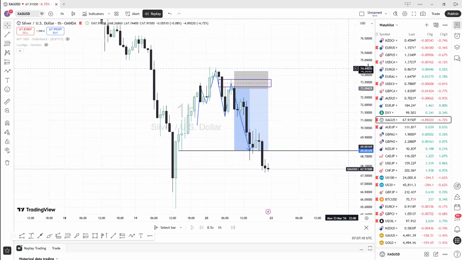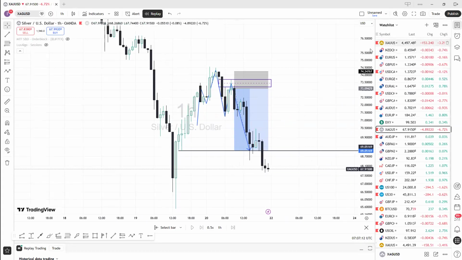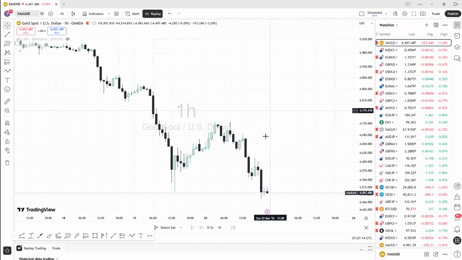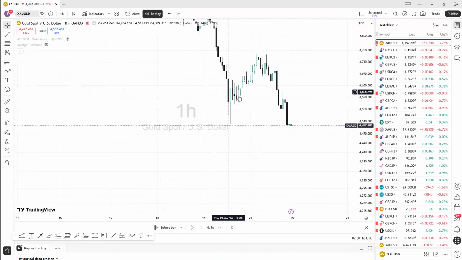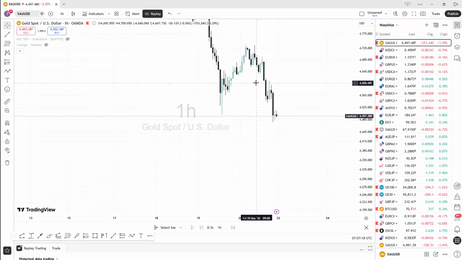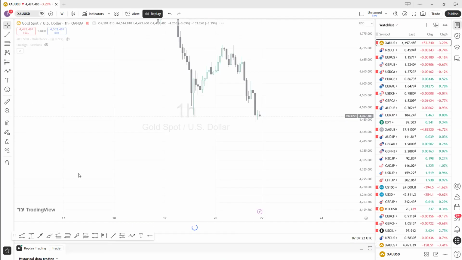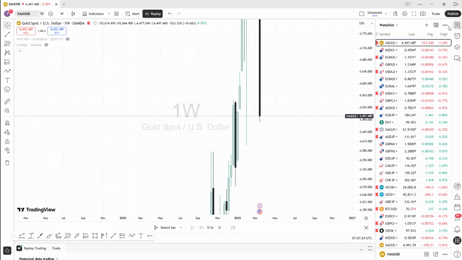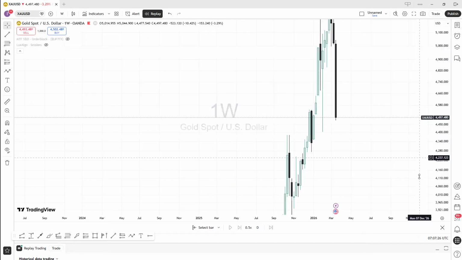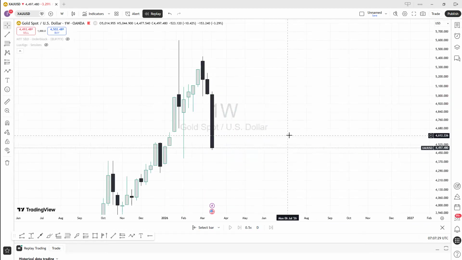So let's continue with top-down analysis on Gold for next week. Let us start from the higher time frame, the weekly time frame.